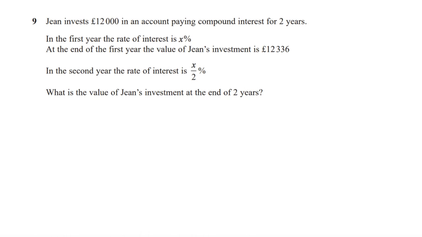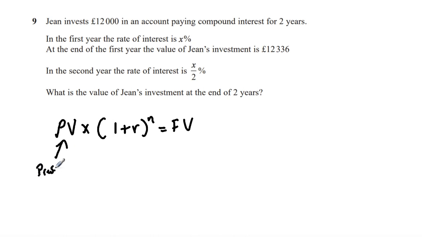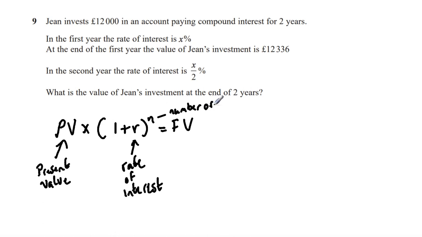So the first thing we need to do is find the rate of interest. To do this, we're going to be using the compound interest equation. Now, if you remember, the compound interest equation is PV multiplied by open brackets 1 plus R close brackets to the power N equals FV. Now, PV stands for the present value. R is the interest rate, so rate of interest. N is the years, number of years. And FV is future value.